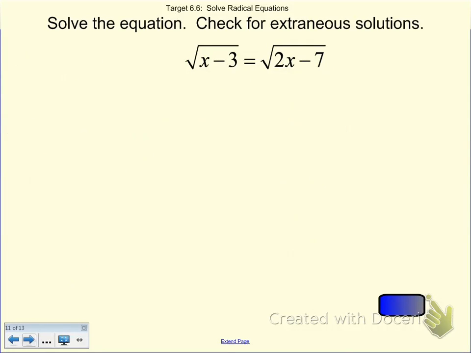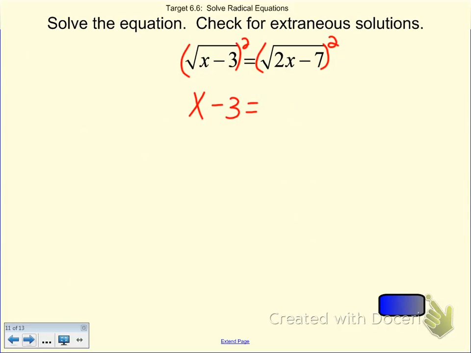Next problem. We have the square root of the quantity x minus 3 equals the square root of the quantity 2x minus 7. Now this one looks royally nasty because of all those square roots, but this is probably the simplest question we have here on the review. It's super simple once you remember the key. How do you get rid of a square root? Well, you square it. We're going to square both sides, and because both sides have a square root, they're going to completely disappear. So we are only left with what's underneath.